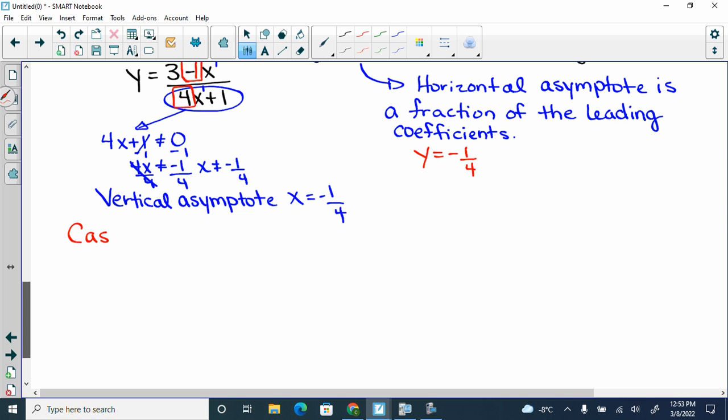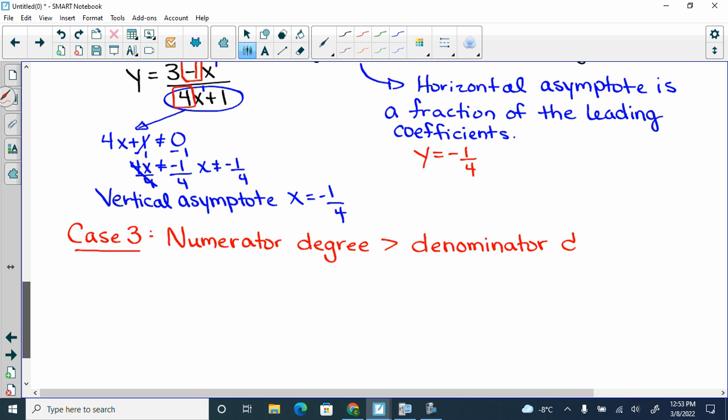Case 3. What do we have left? Numerator degree larger. Yeah. So we have y equals x squared minus 4x minus 3 over x minus 3.